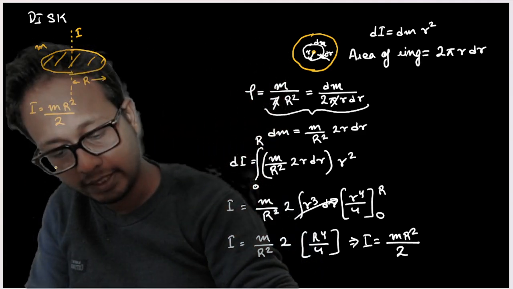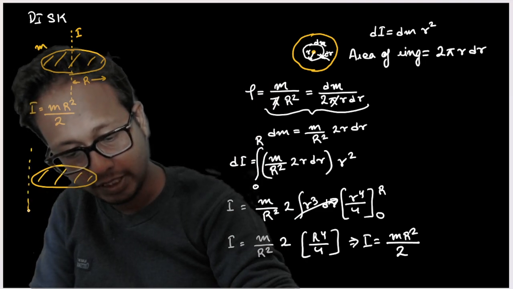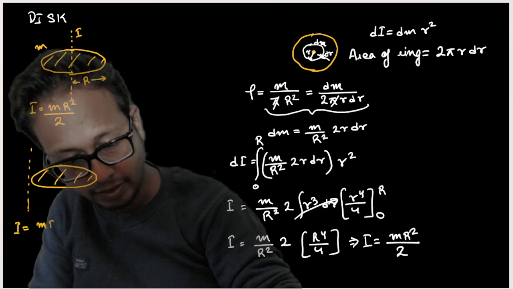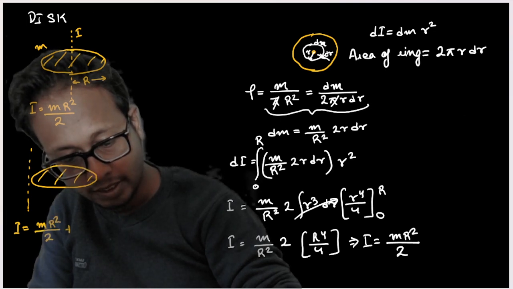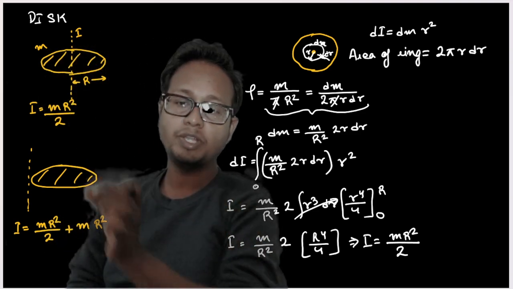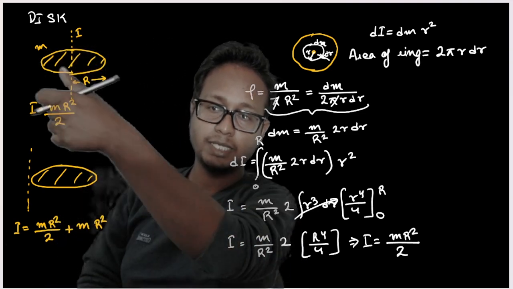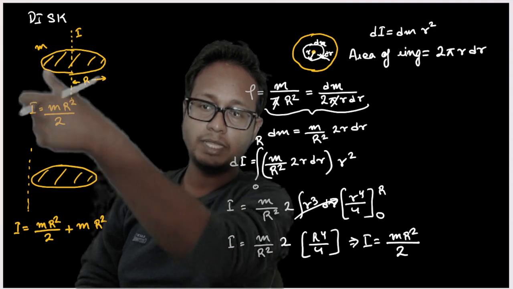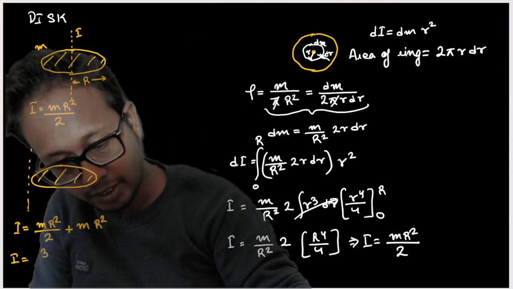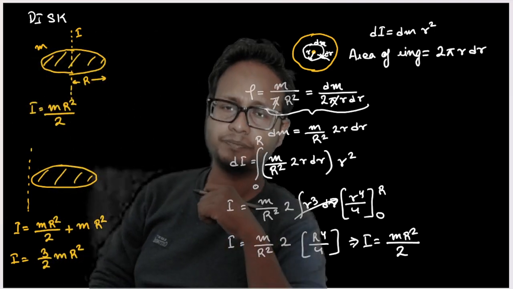So if this is the same disk, I have to find the moment of inertia passing through the side. The moment of inertia passing through the side is nothing but the moment of inertia passing through the center of mass plus the mass of the entire disk into the distance square, the perpendicular distance between both the axes. So the moment of inertia passing through the side is nothing but 3 by 2 mr square, where m is the mass of the disk.